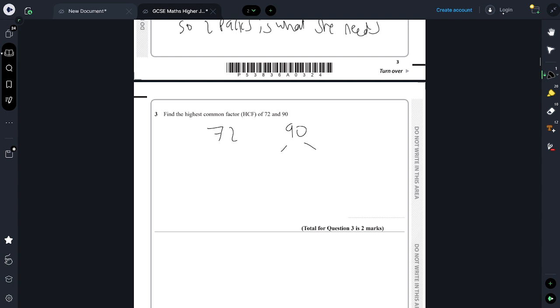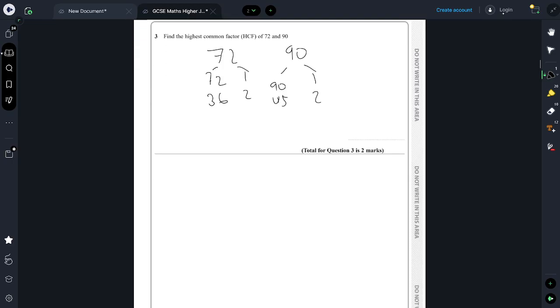So if you do your factor tree here, 90 is 45 and 2, 72 is 36 and 2. Yes, you can do that and then spot the highest number that is in both the trees. But the most effective way, well, it's only 2 marks, I feel like the safest and most effective way is actually doing the prime factor decomposition. So 72, decompose it into factors.